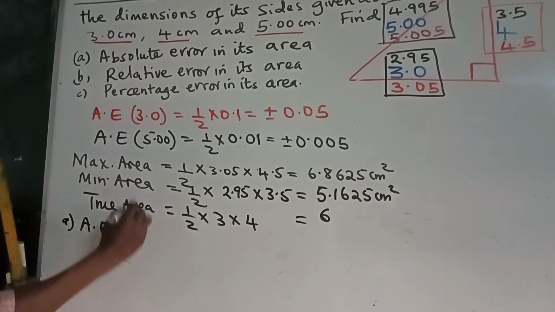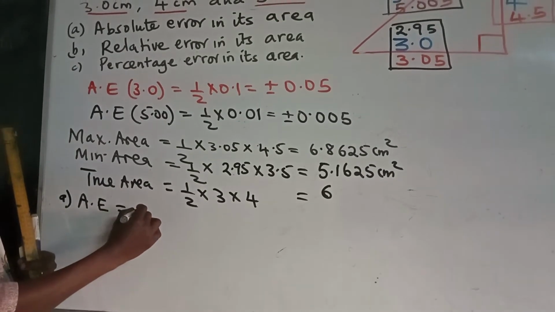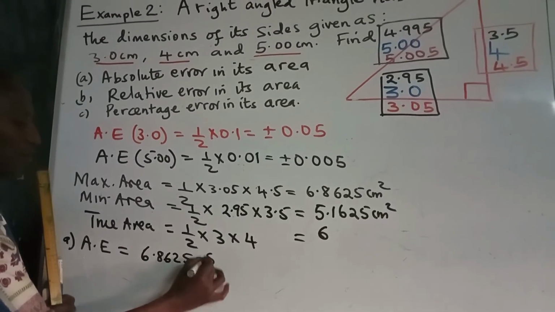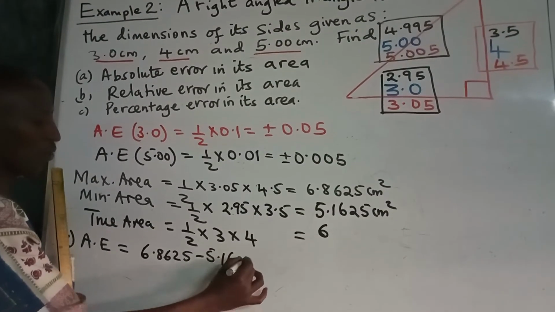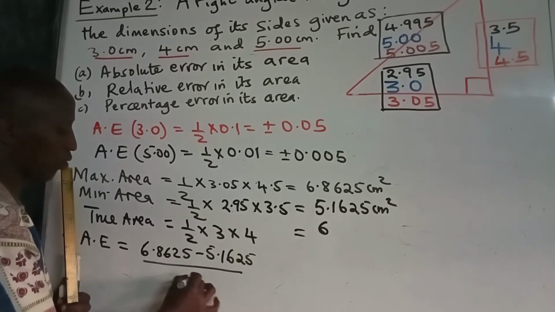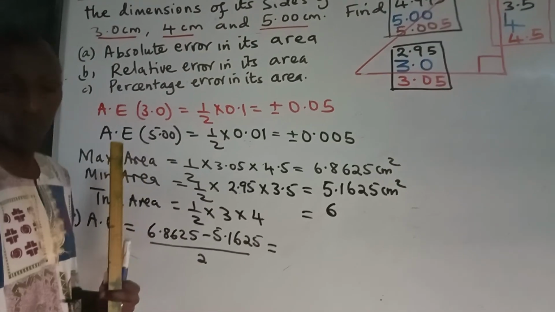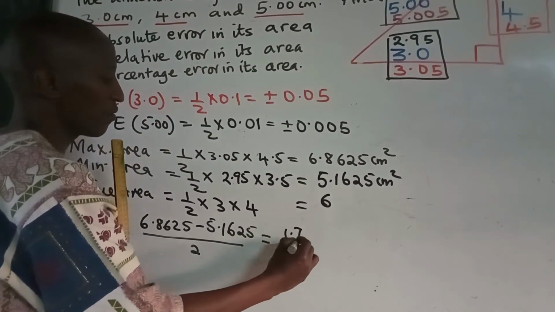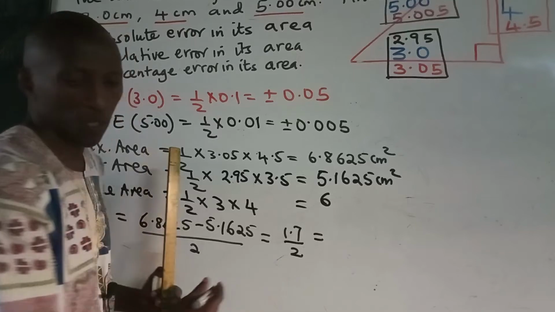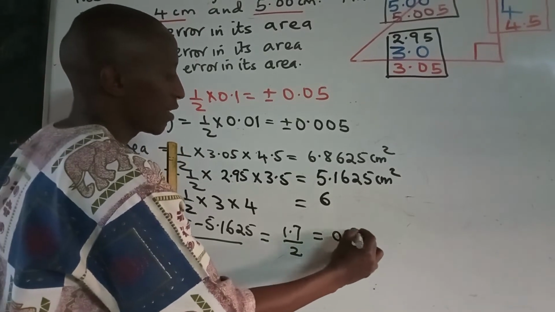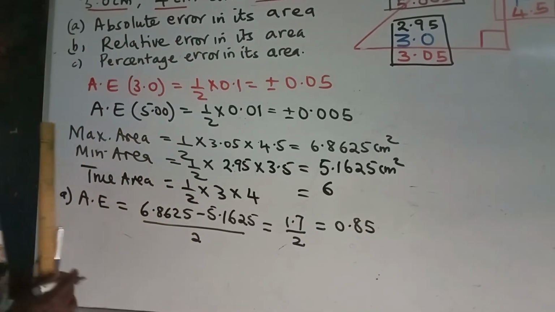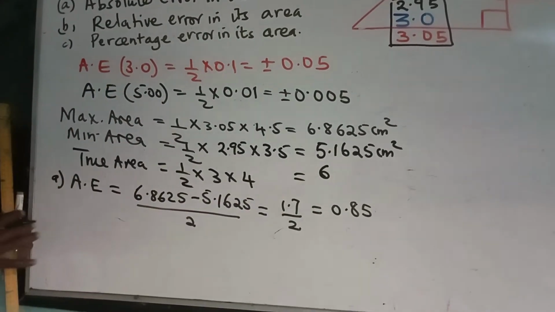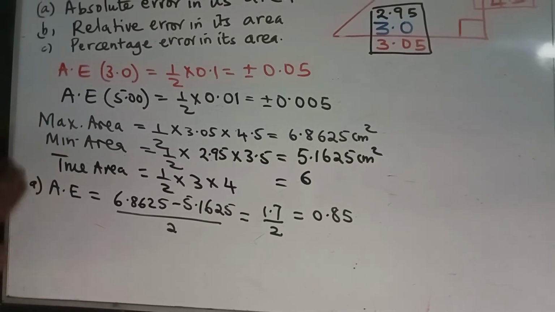Straight away, therefore, we can compute these other measurements like absolute error, that is in A. Absolute error is maximum minus minimum over 2. 6.8625 minus 5.1625, we divide that by 2. That gives us 1.7 divided by 2, and that comes to be 0.85. This is our absolute error. So you can see, the moment you are able to get this, the question is almost over.